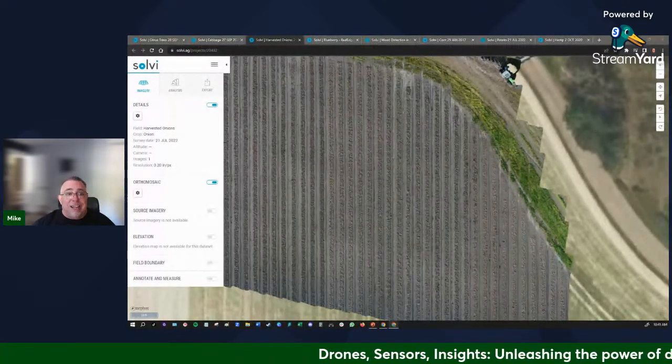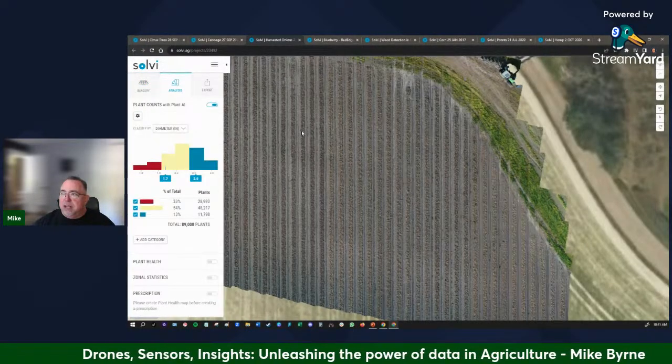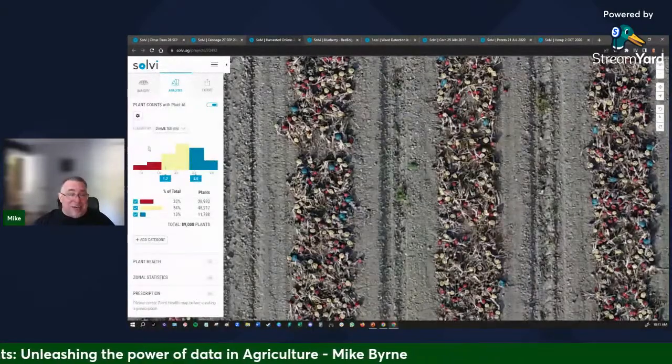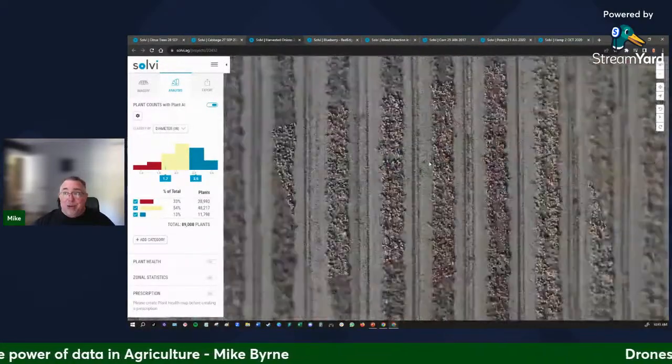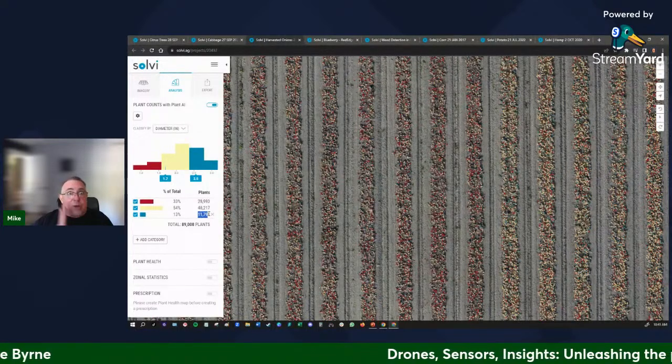So when you look at this, when we go down to the bottom, I'm looking at the wrong one again. So yes, Solvay counted every single onion that was harvested, which is pretty impressive. Right off the bat, the farmer knew that he had 11,000 onions in that one section.